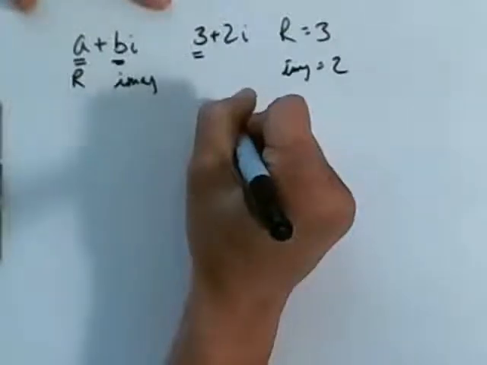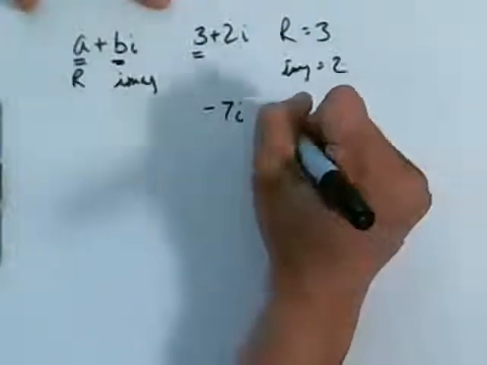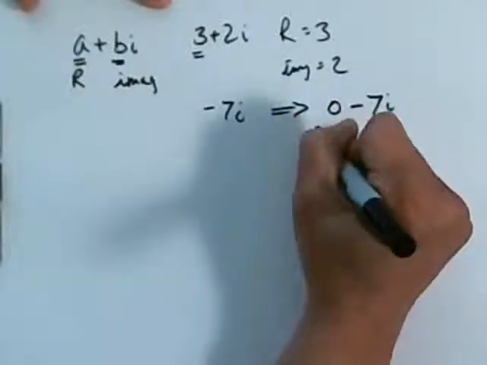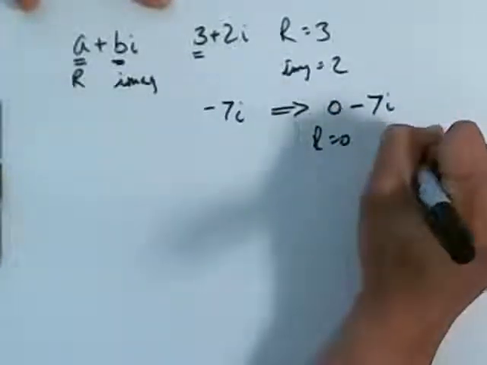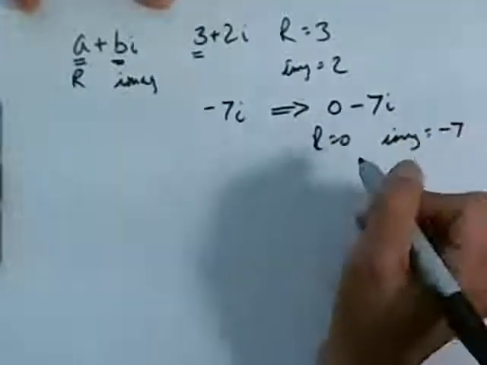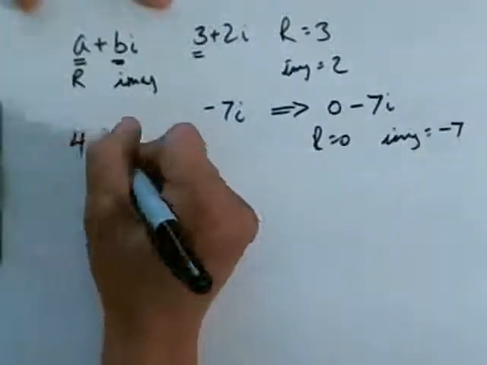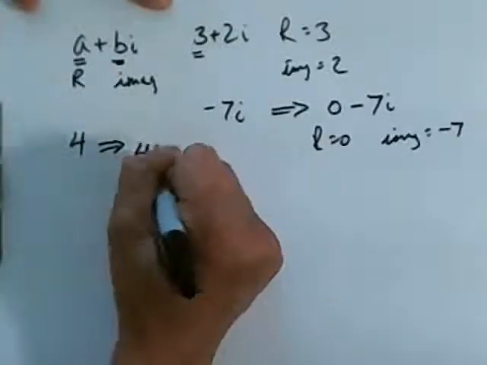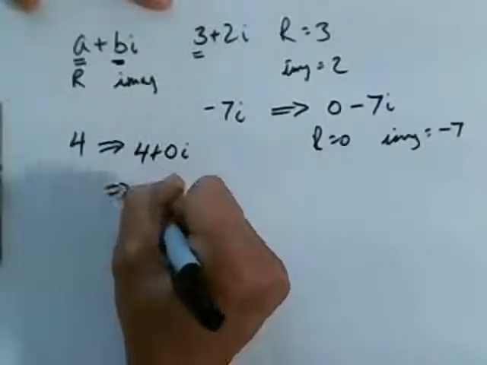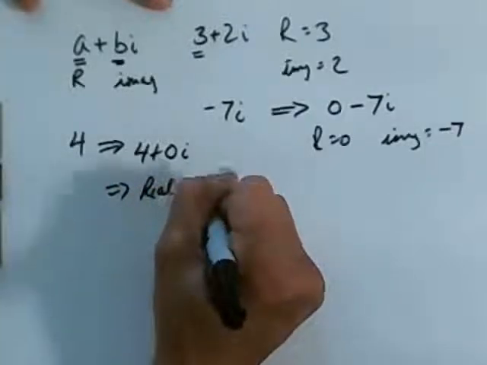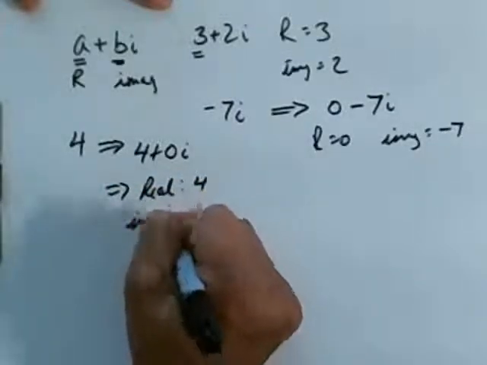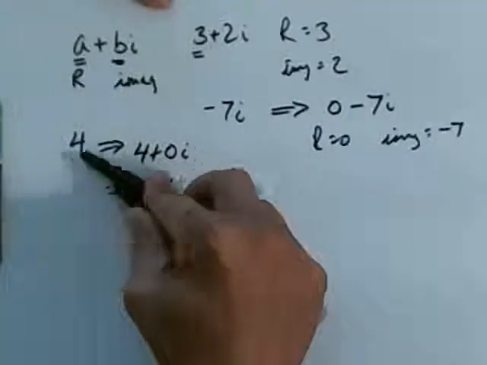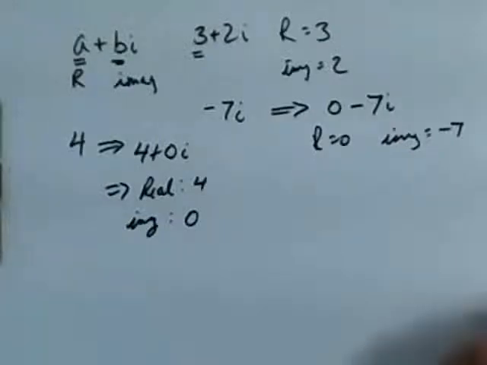Is negative 7i a complex number? Of course it is. You go 0 minus 7i, your real is equal to 0, your imaginary is equal to negative 7. How about 4? Is 4 a complex number? Of course it is. You go 4 plus 0i. In other words, you have your real part, which is 4. You have your imaginary part, which is 0. Okay, so 4 plus 0i is the same thing as 4. We got rid of that.